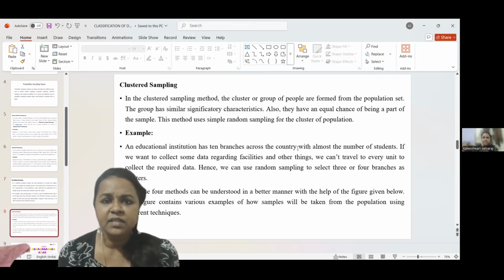In this method, clusters or groups of people are formed from the population set.